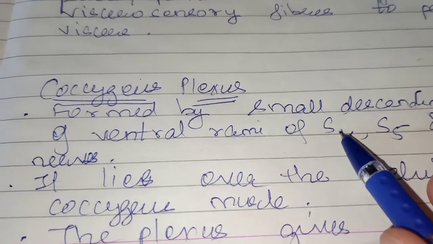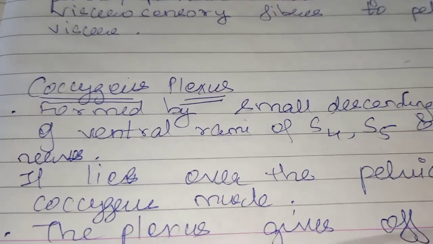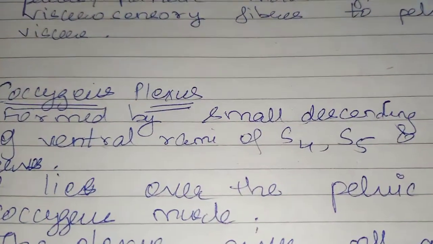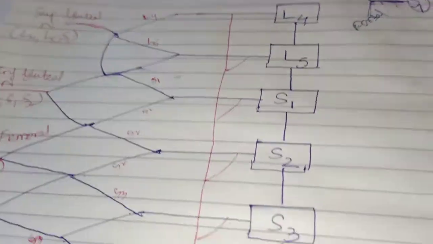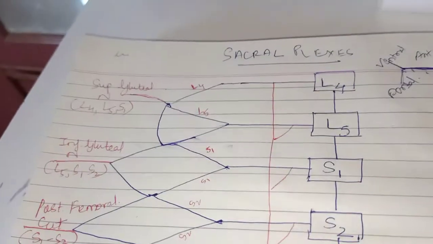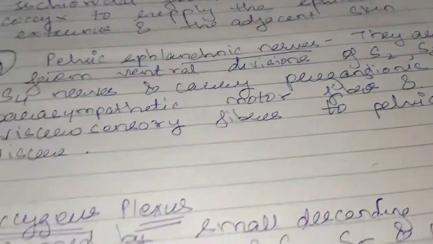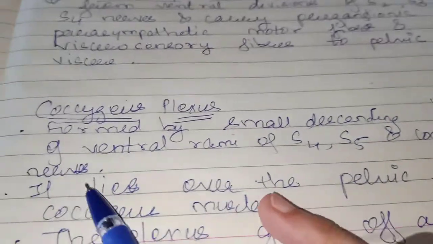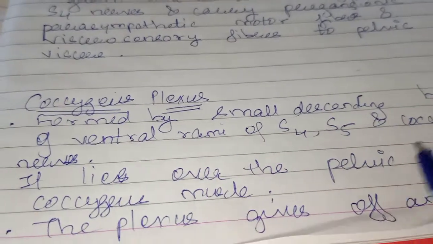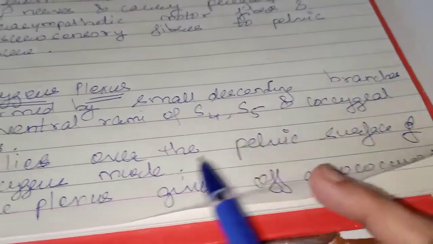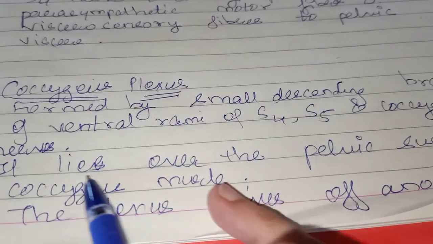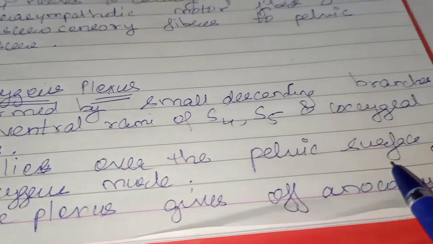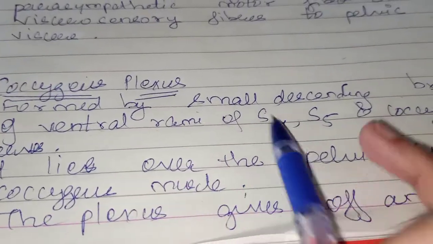You all know the sacral plexus includes L4, L5 and S1 to S4. This forms the sacral plexus. The coccygeal plexus is formed by S4, S5 and the coccygeal nerves. It lies over the pelvic surface of the coccygeus muscle, which is a part of the pelvic diaphragm.